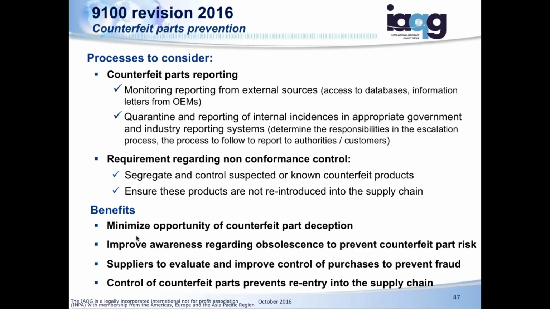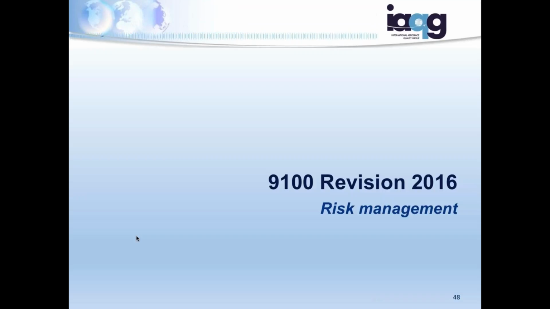So the whole benefits we're trying to achieve is to minimize the opportunity for counterfeit parts, improve awareness with regards to upfront planning for obsolescence and to prevent counterfeit parts, have suppliers evaluate and improve control of purchases to prevent fraud, and then control counterfeit parts re-entry back into the supply chain.